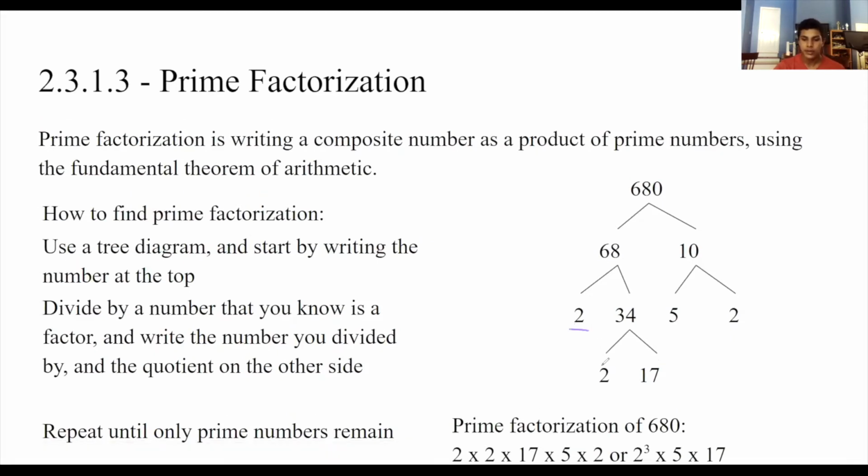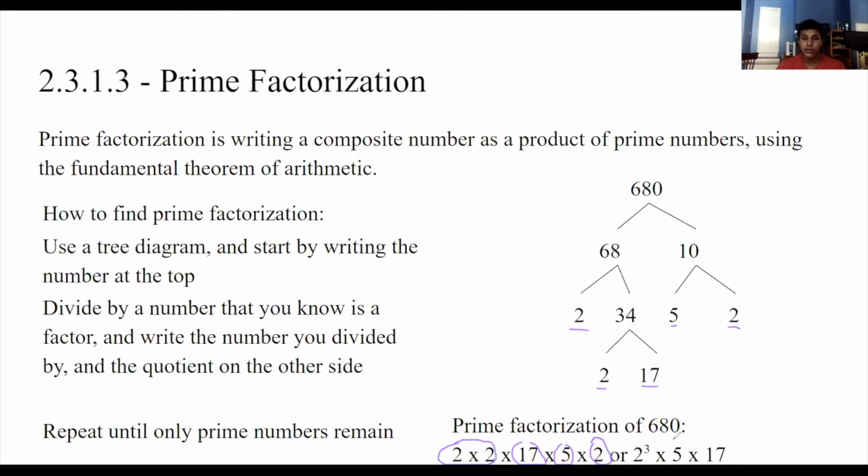So I have a 2 here, a 2 here, and a 2 here, so that's 3 2s. I have 1 17 and I have 1 5. So if I look at my prime factorization, I have 2 times 2, so that's 2 2s so far. Here's my 17, here's my 5, and then here's my third 2. And then if you rewrite that in exponential notation, that would give you 2 to the power of 3, because this is 2 times itself 3 times, times 5 times 17. And most of the time we are going to write prime factorization in exponential notation.